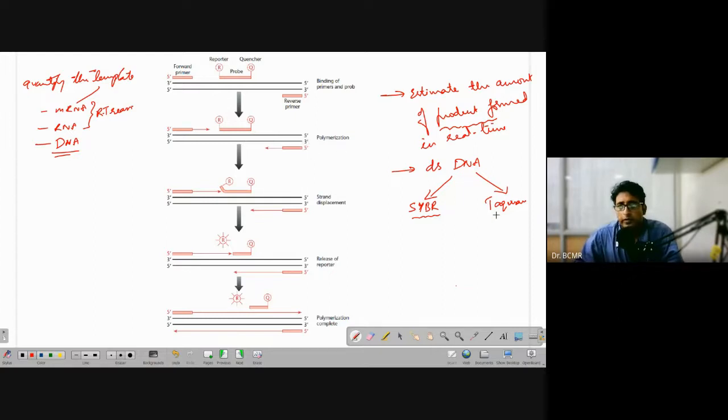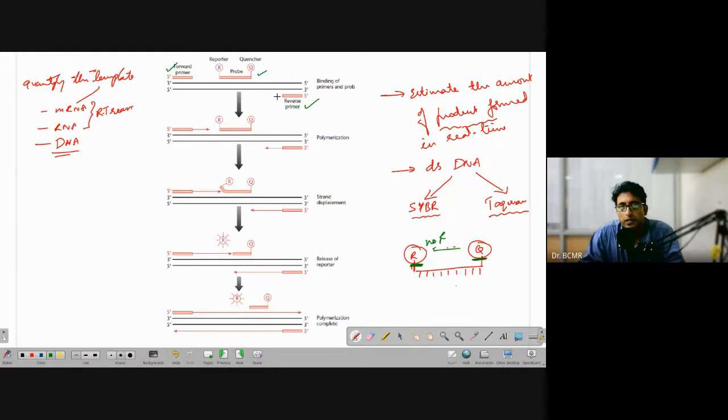The TaqMan probe is something special. It is an oligonucleotide, single-stranded, and on one side we have the reporter, the dye that can fluoresce, and on the other end you have a quencher. If these two are present in close proximity, then there is no fluorescence, because the effect of the quencher will not allow the reporter to fluoresce.